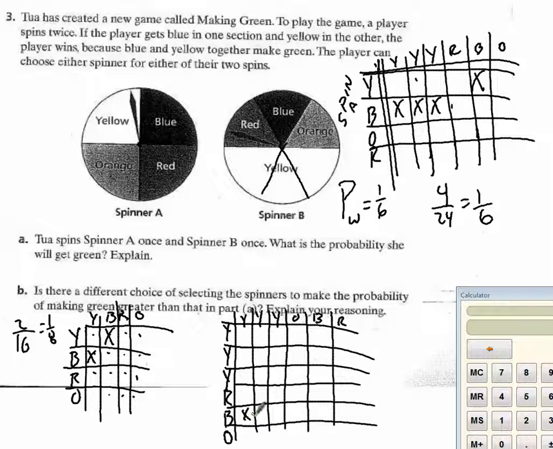Yellow and blue, yellow and blue, yellow and blue, blue and yellow, blue and yellow, blue and yellow. So we have 6 winners out of 6 times 6, which is 36, which is equal to 1/6. That is the same odds of winning. So no, there isn't a better way of doing it. I could do spinner B twice, or I could do spinner A and spinner B.